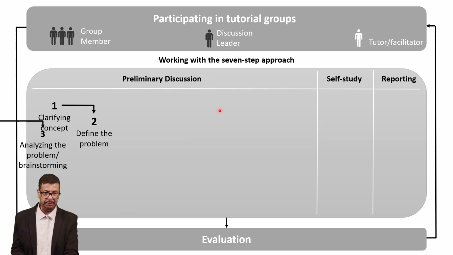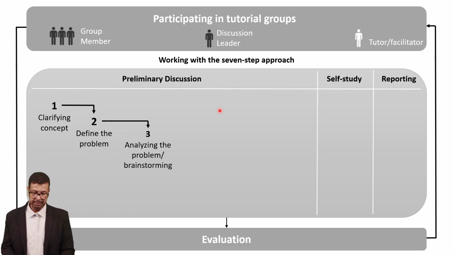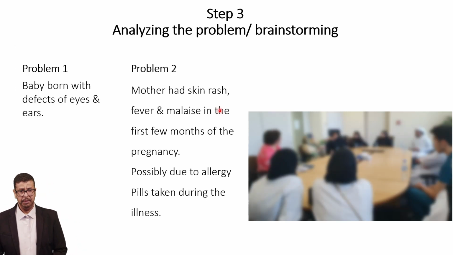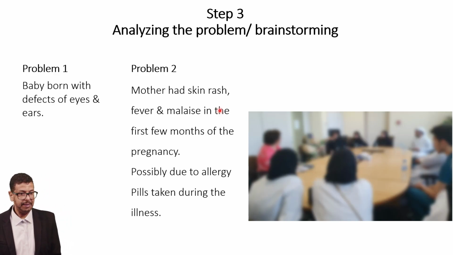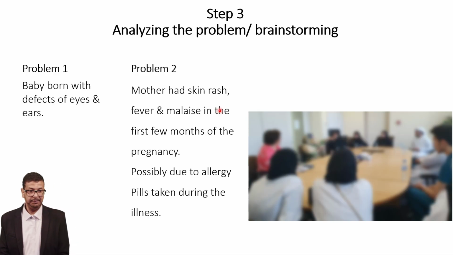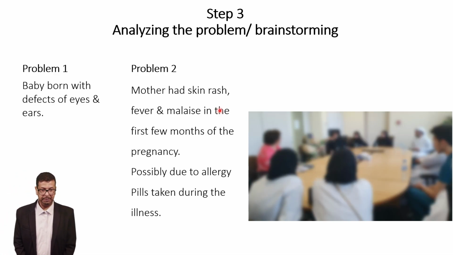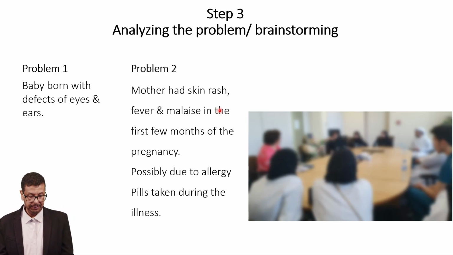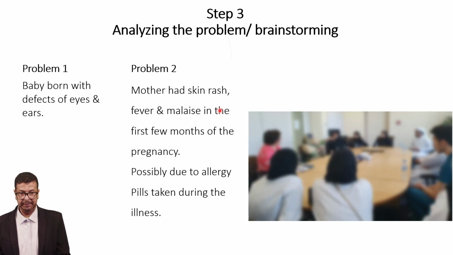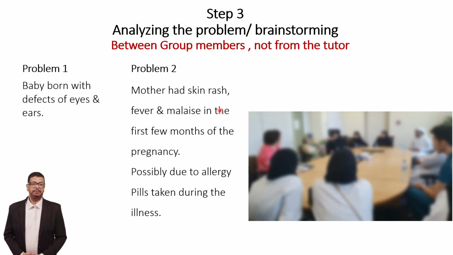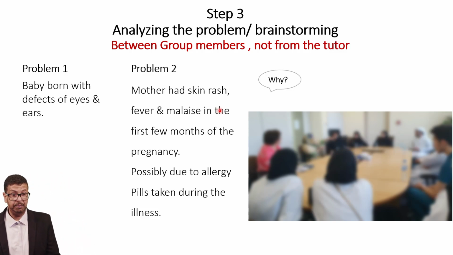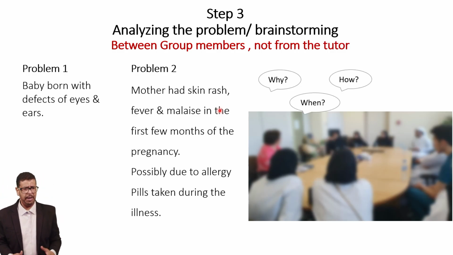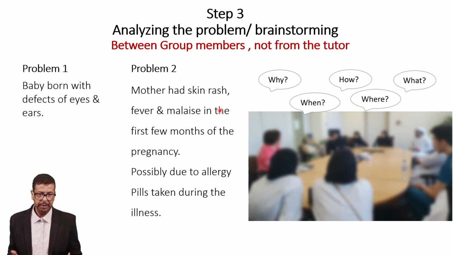Let's go to the third step, which is analyzing the problem and brainstorming. So the first problem: baby born with defect in eye and ear. And the second problem: mother had skin rash, fever, malaise in the first few months of pregnancy, possibly due to allergy or pills taken during the illness. Analyzing the problem is brainstorming between the group members, not from the tutor. So we ask questions: why did this happen, when, how, where, and so on.